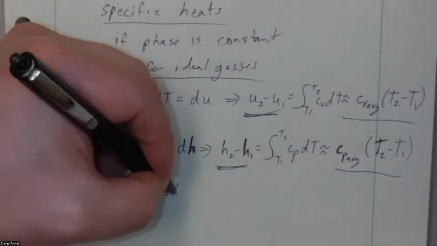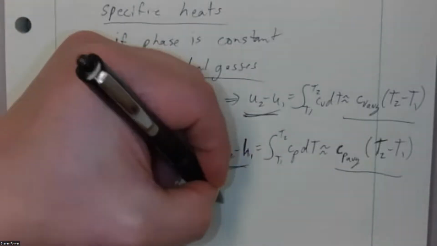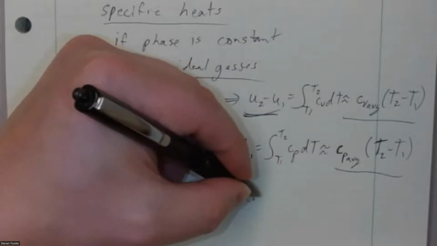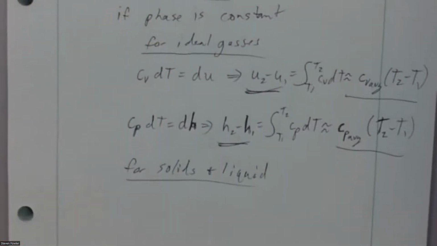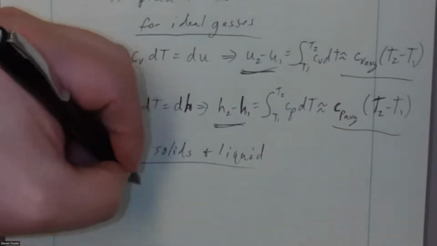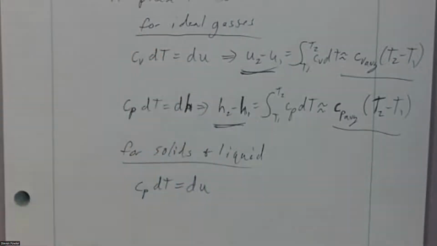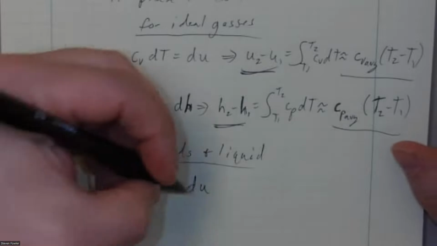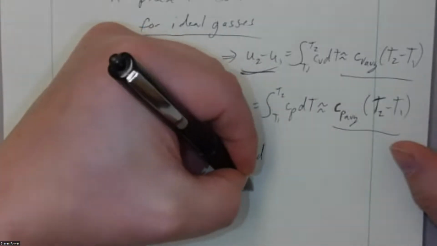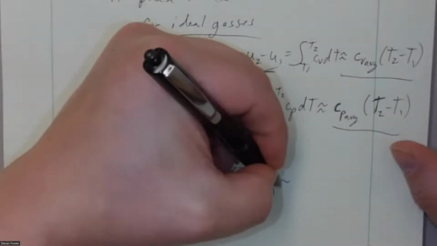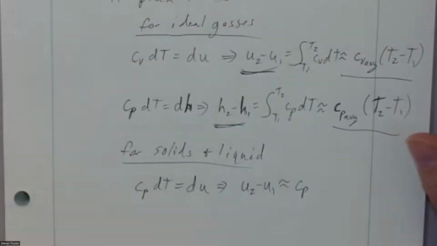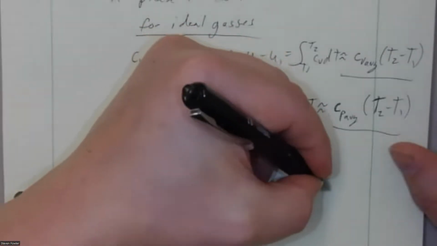For solids and liquids, again, that's a solid staying a solid or a liquid staying a liquid, I can also use specific heats there. Your text likes to use C sub P dT to represent du. A lot of texts will just say for solids and liquids, there's no difference between C sub P and C sub V, so they'll just say C. Your text likes C sub P. That's fine. So again, delta U then, because C sub P is going to be reasonably constant, we just say it's approximately C sub P delta T.